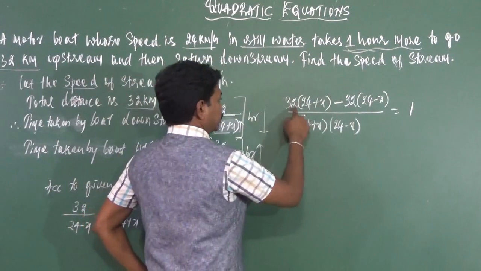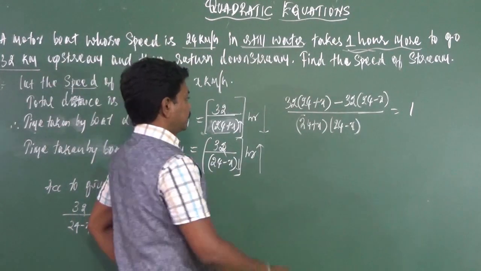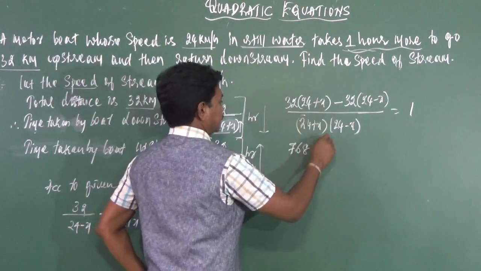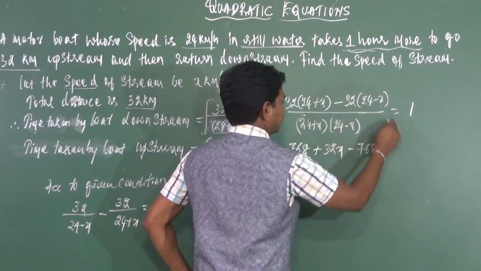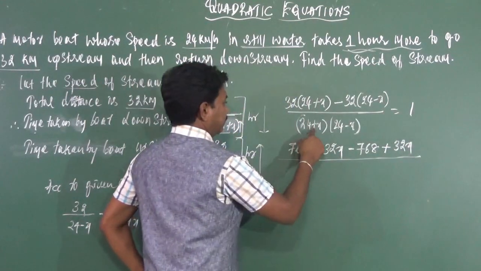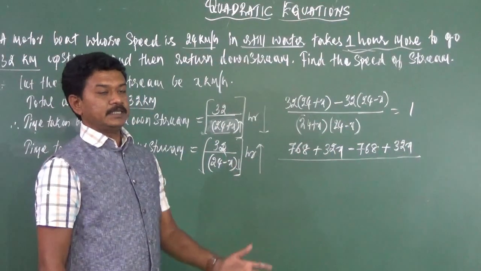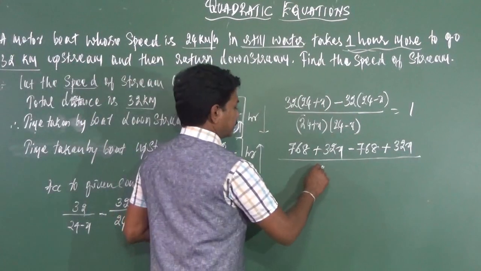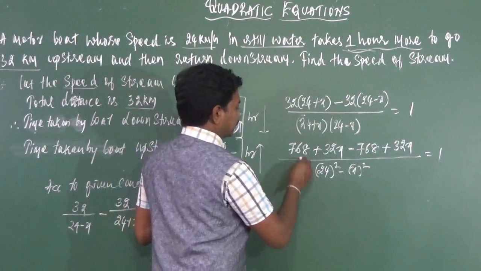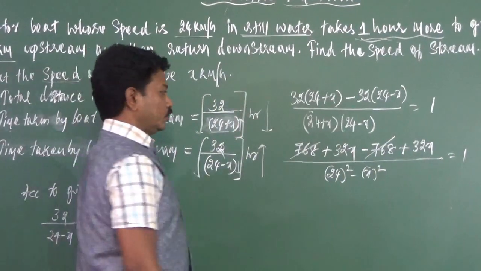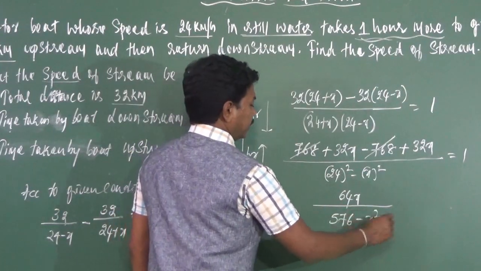So 32 into 24 is 768. 768 plus 32x, minus 32 into 24 is minus 768, and minus into minus is plus 32x. By a plus b into a minus b, it resembles the identity, a plus b into a minus b is a square minus b square. So this can be written as 24 square minus x square is equal to 1. Don't forget that 1. Plus 768 minus 768 gets cancelled. 32x plus 32x is 64x by 576 minus x square is equal to 1.